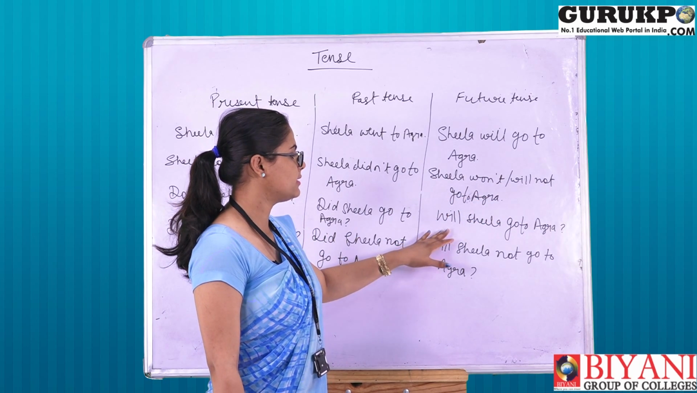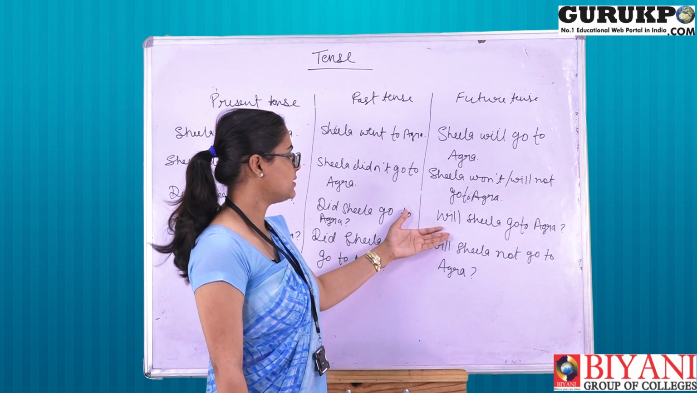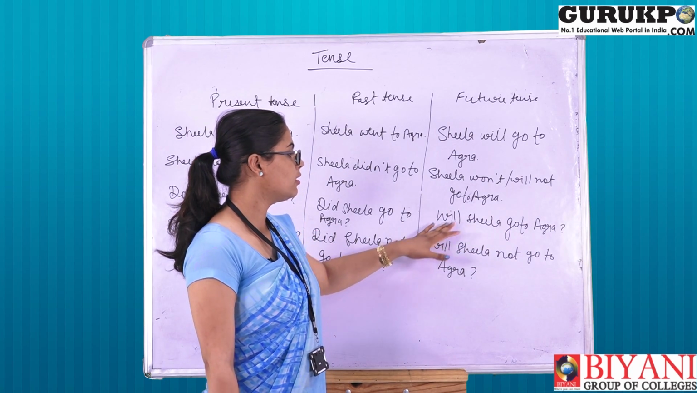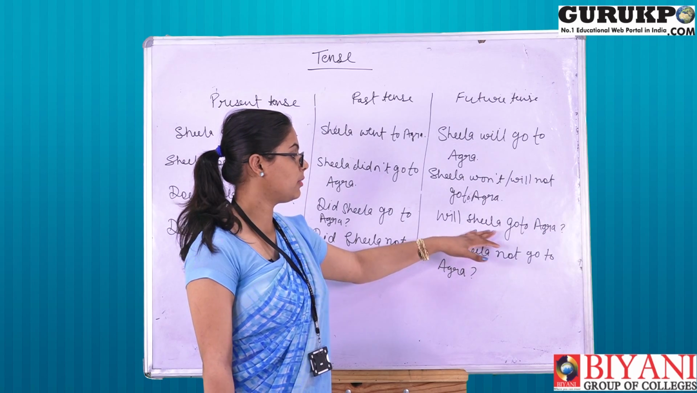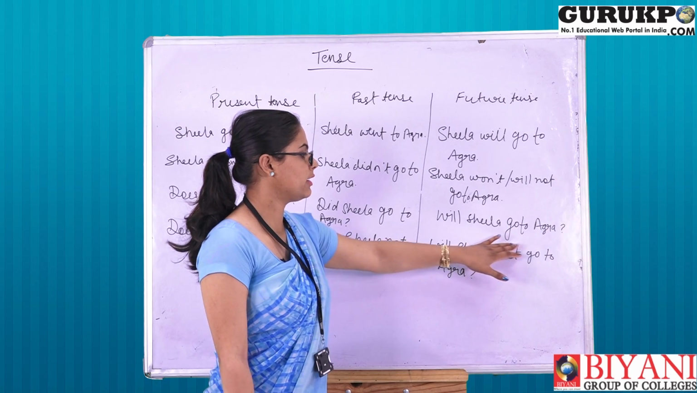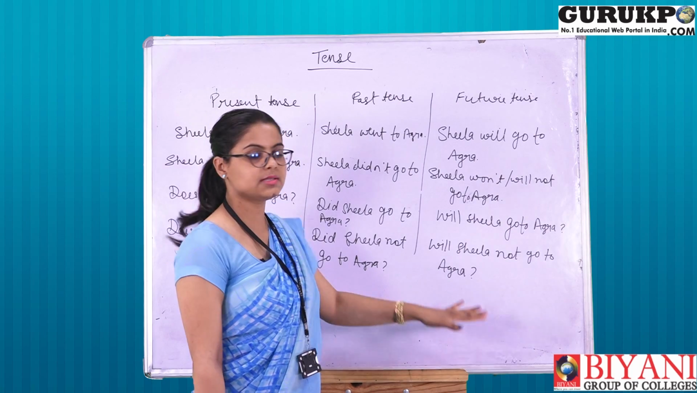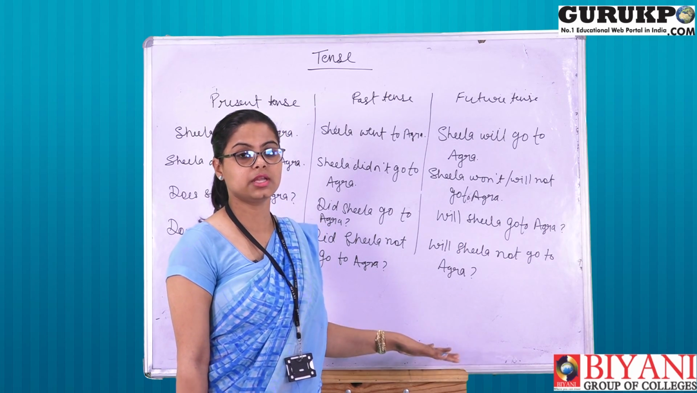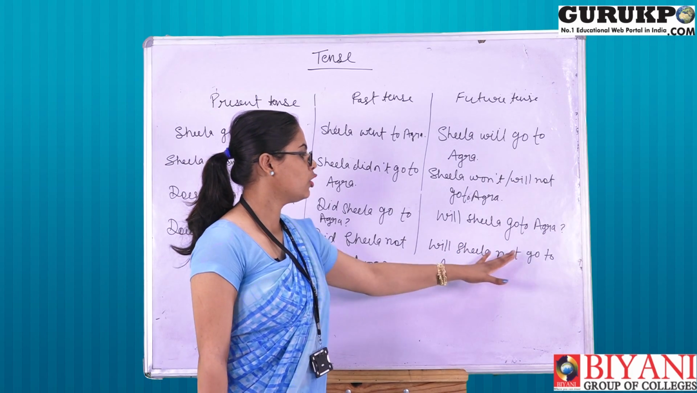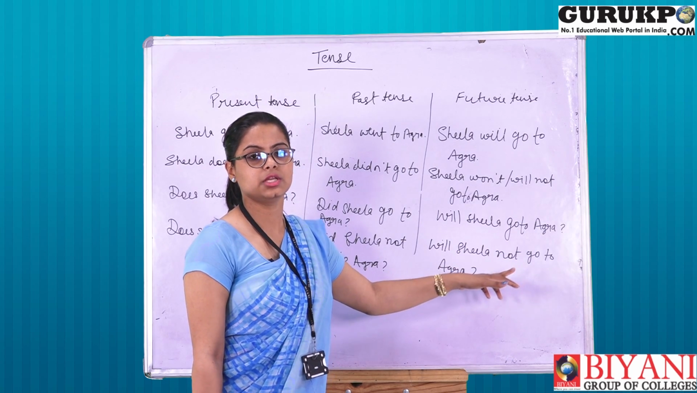Alright. Next, he is asking the question now: "Will Sheila go to Agra?" In this way the formula here is will plus subject plus verb's first form plus object and the question mark. Alright, you can see that in every sentence the first form of verbs is used. Next, again it is interrogative. As we have seen before in present and past tense: "Will Sheila not go to Agra?" Just after the subject we are using not here.